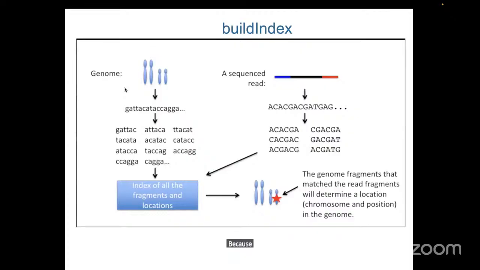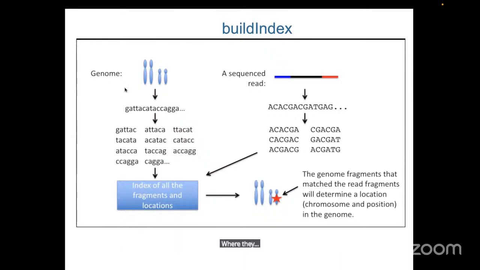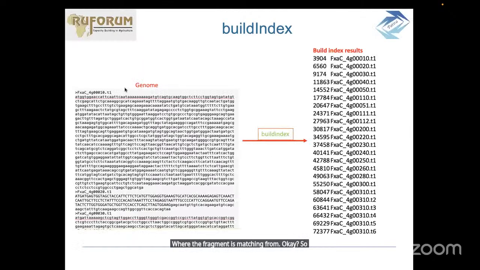Because sometimes people are different. So sometimes a certain part of the genome you might not have with the other one. But if you have those, it will tell you where the fragment is matching from. Okay? So this is what build index does in a layman's language.